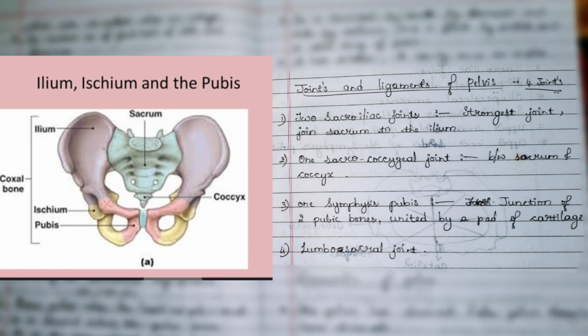There are 4 joints, namely 2 sacroiliac joints, 1 sacrococcygeal joint, 1 symphysis pubis joint and 1 lumbosacral joint. These are the 4 joints.